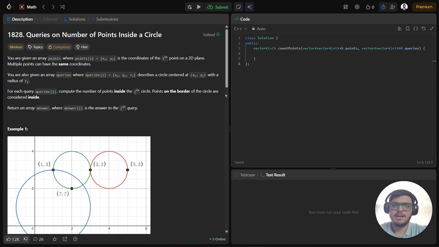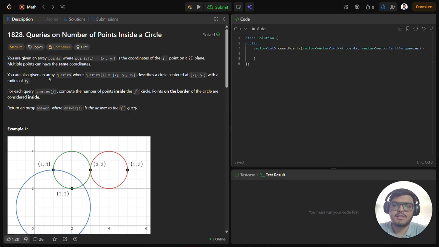So today we are solving LeetCode question 1828, Queries on Number of Points Inside a Circle. So let's get into it. You are given an array of points where a point is an x, y ordinate on a 2D plane. You are also given an array of queries where each query is a circle defined by its center x, center y, and radius r. For each query, count how many points lie inside or on the border of the circle. So we have to count both, and return an array of answers, one per query.